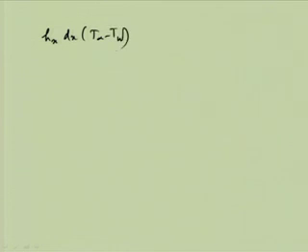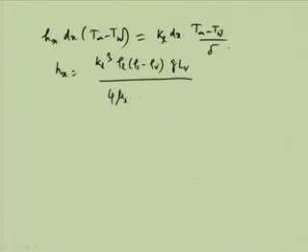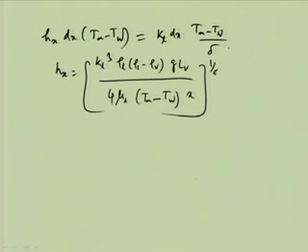So, then what we get: the convective heat transfer, heat transfer coefficient Hx into dx into (T infinity minus Tw), is equal to the conductive heat transfer, which will be KL into dx into (T infinity minus Tw) by delta. From here we can find that Hx is equal to KL cube into (rho L minus rho V) into G into LV by 4 mu L into (T infinity minus Tw) into x, whole to the power 1 by 4.